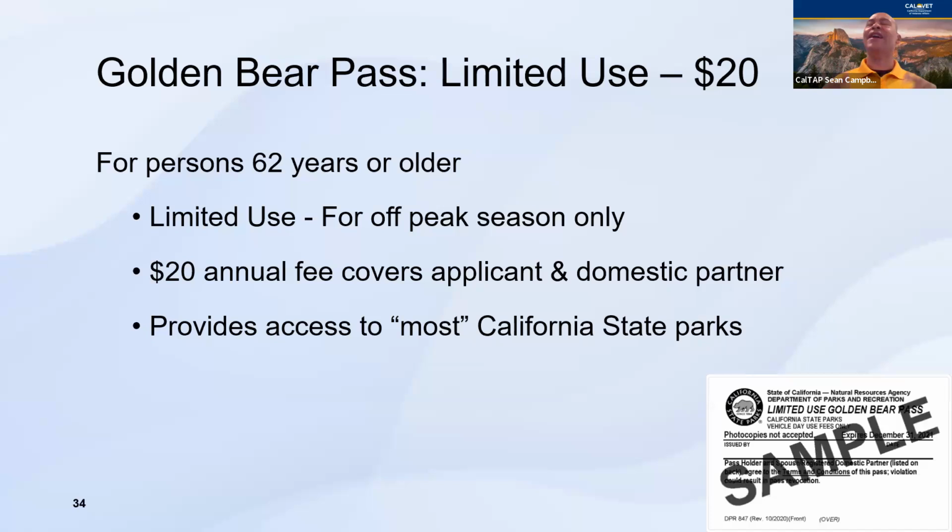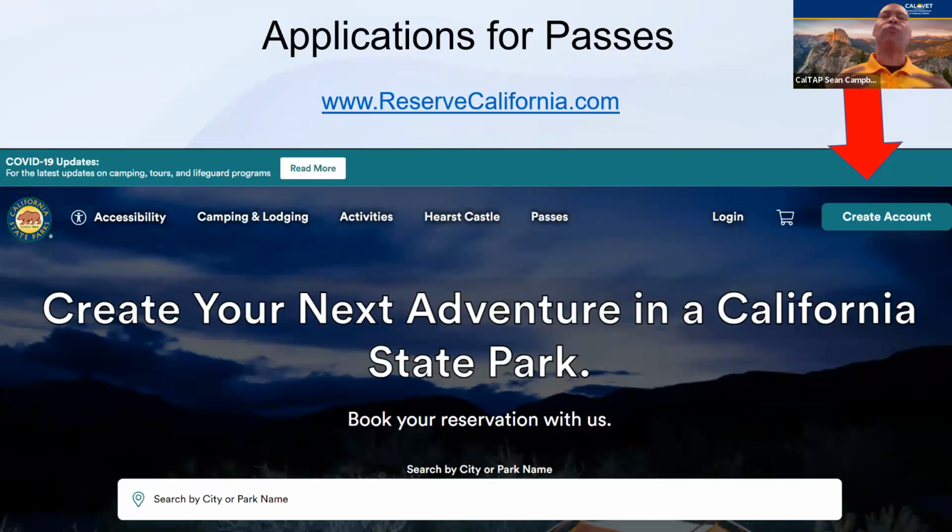At the end of the presentation, there's a couple of QR codes you can look at, and it'll give you a really strong list of the different parks and which ones give you availability. When you're applying for these, it can be a little confusing. You start the application process on reservecalifornia.com. That's where you actually start the application process.